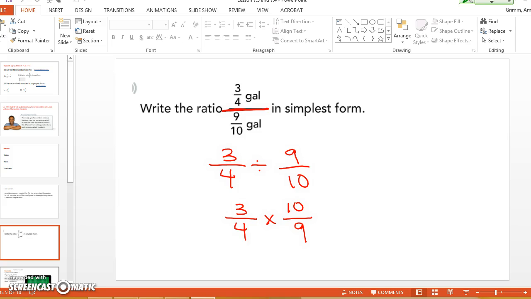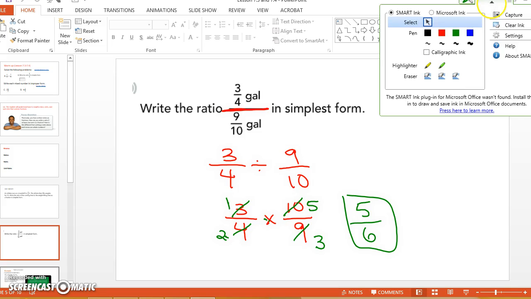Alright, and then I can cross cancel some stuff, right? So 3 goes into 3 once, 3 goes into 9, 3, 4, let's see, 2 goes into both of these. Do you have to do it this way? No, you don't. 1 times 5 is 5, and 2 times 3 is 6, so I'm getting 5/6. Is that okay? Alright, very good. Now, if you did a different way, that's totally cool. You just had to reduce and get 5/6.